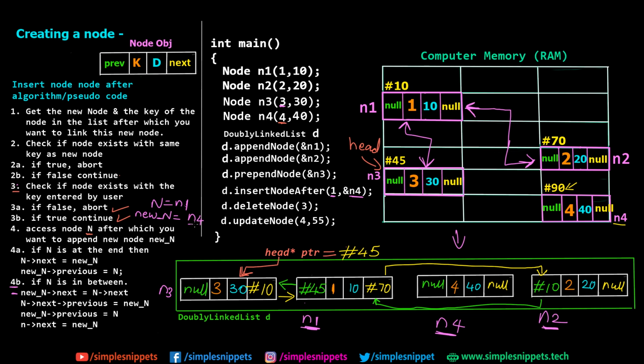New n is n4, right? This is what we declared over here. Now new n of next. So n4 of next currently is null, right? So what do you want to change it to? New n of next is equal to n of next.